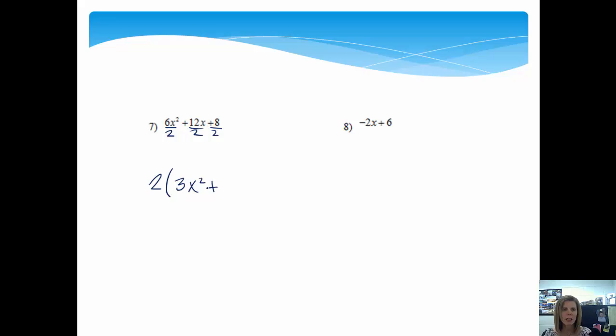Carry down your plus sign. 12 divided by 2 is 6x, plus 8 divided by 2 is 4. So hopefully you got that right.